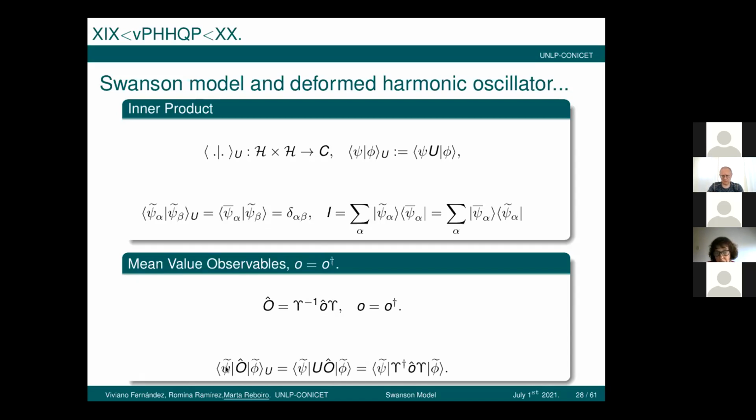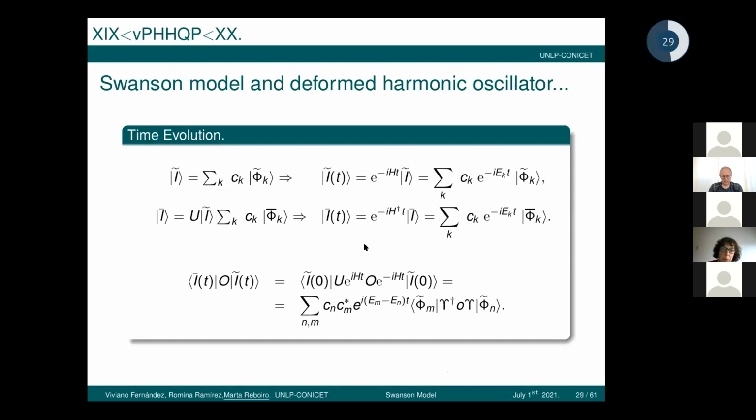Then we shall define the mean value of an operator O through this prescription, and by doing so, we now can speak of time evolution by applying the evolution operator on the states on the right, and we shall take mean values in time, remembering these prescriptions, and we end up with this type of structure with time evolution.